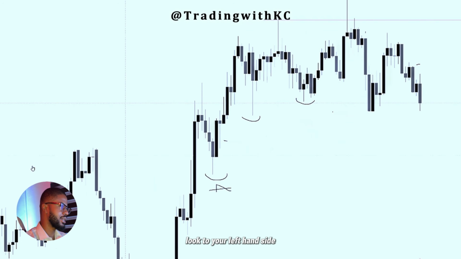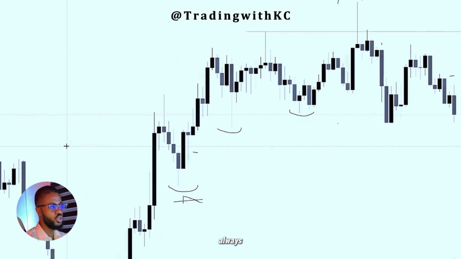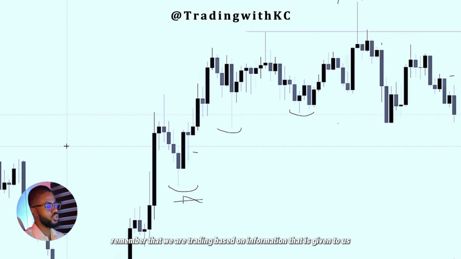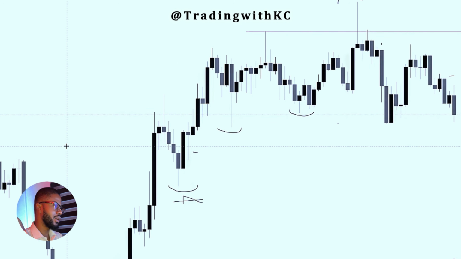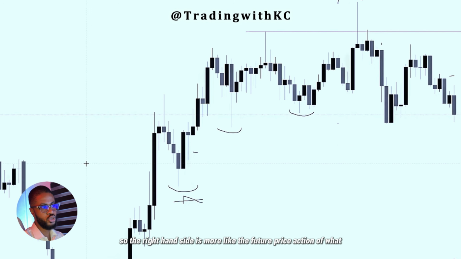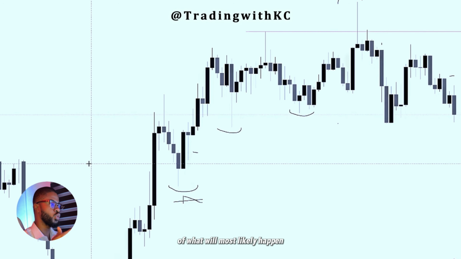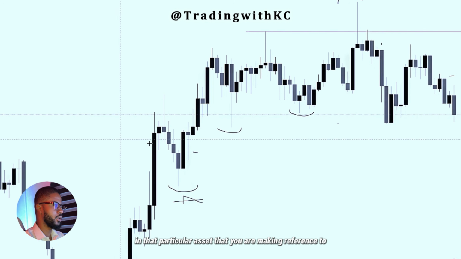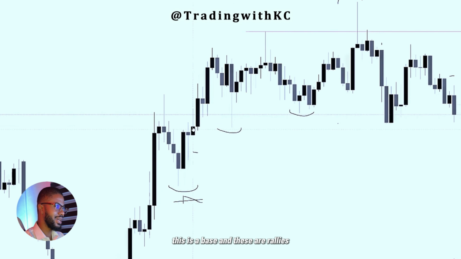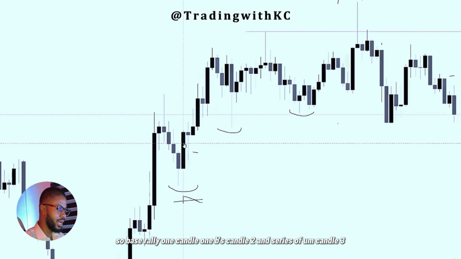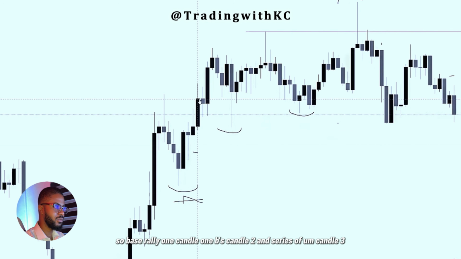Look to your left hand side. All right, look to your left hand side. Always remember that we are trading based on information that is given to us around the left hand side in relation to the right hand side. So the right hand side is more like the future price action of what will most likely happen in that particular asset that you are making reference to. All right, so using this as a case study, you can see that this is a rally, this is a base, and these are rallies. Okay, so base, rally 1, candle 1, base, candle 2, and series of candle 3.